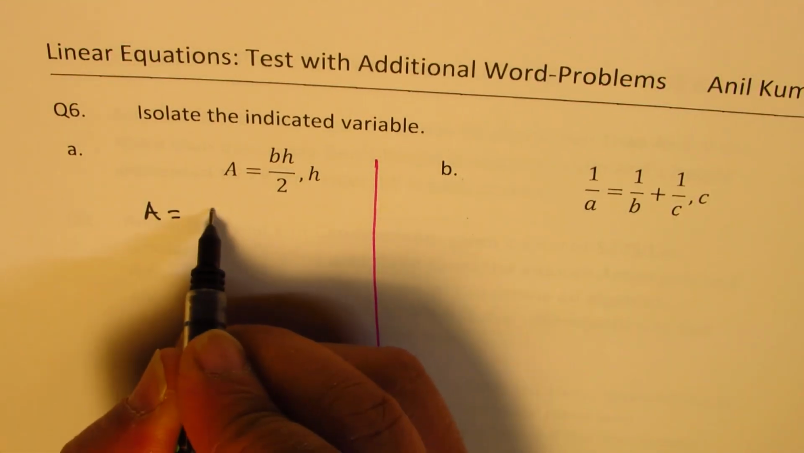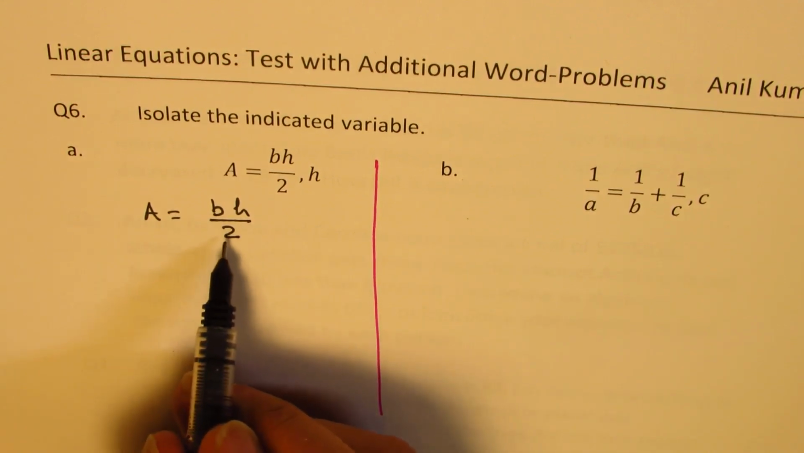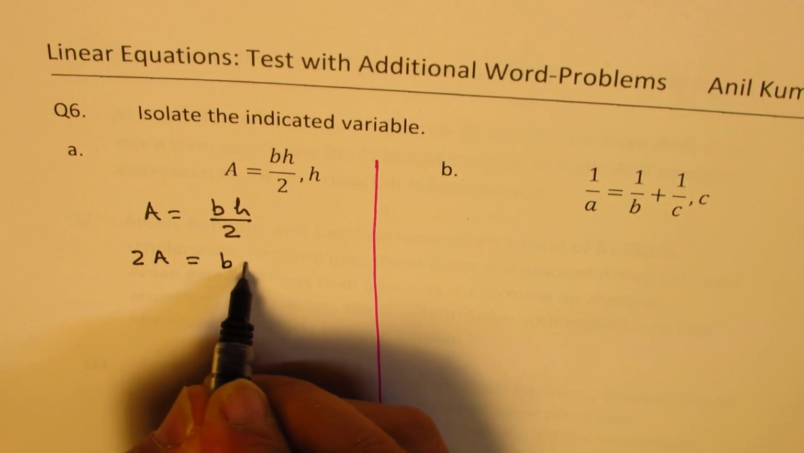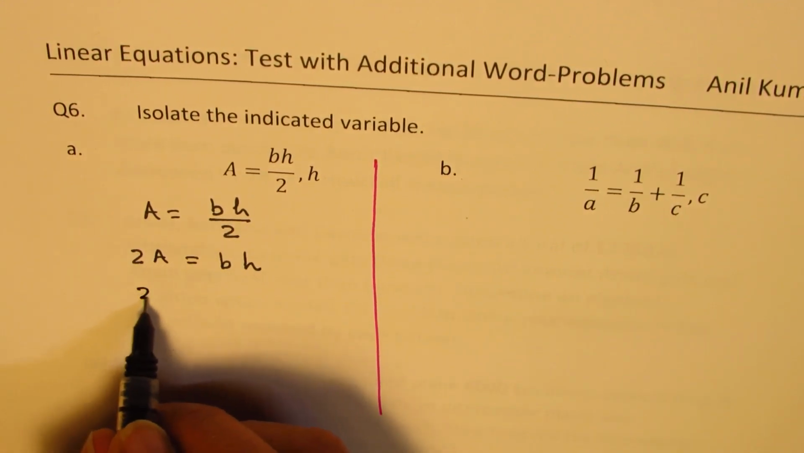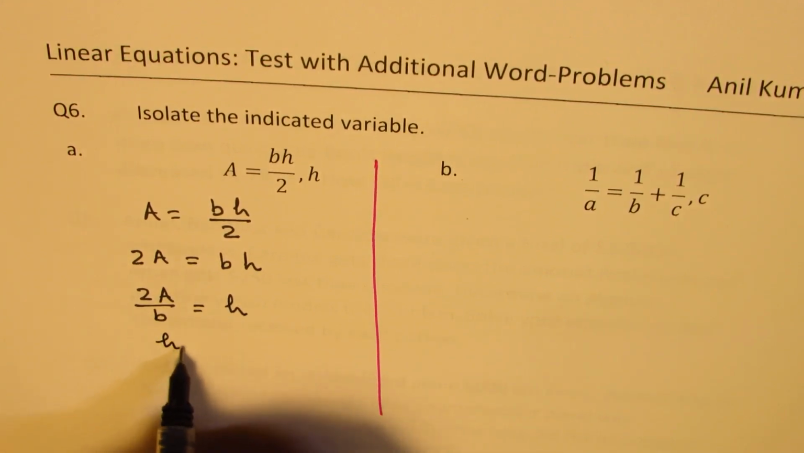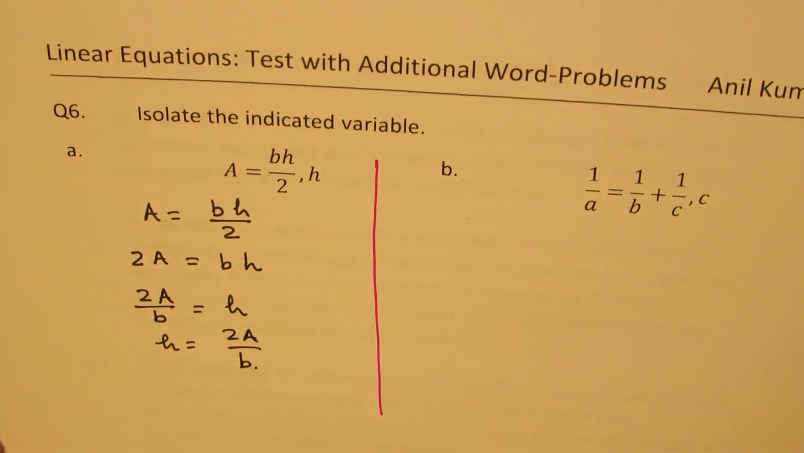A equals to half base into height, right? That's the area of a triangle. You could cross multiply, so we get 2A equals to B times H. Since we need to isolate H, we can divide by B, right? So 2A by B is equals to H, or H equals to 2A by B, correct? So that's it.